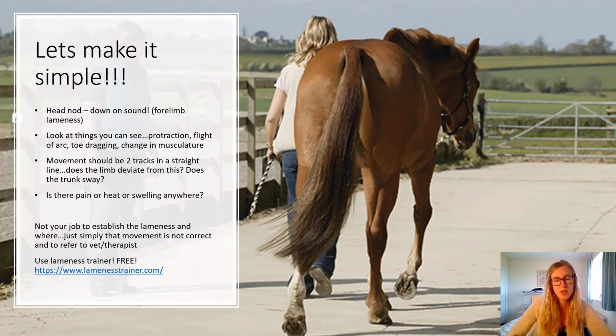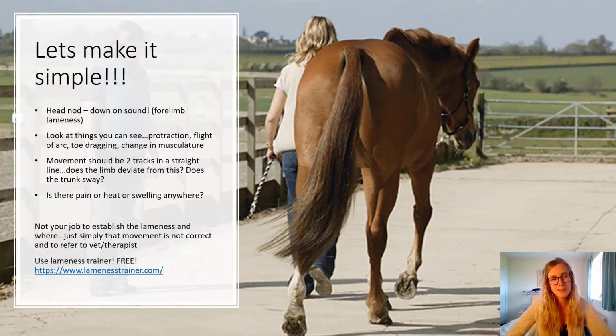You can look at their flight of arc, so how much they're lifting up off the ground. Are they toe dragging? Are they getting nice clearance? Are they equal, aka is the left hind equally lifting up the same amount as the right hind? Because, for example, if you've got hock arthritis, which is really common, and for example, if it's in the left hind, then they're not going to lift that up as much as their right hind because they're not going to flex that hock as much.